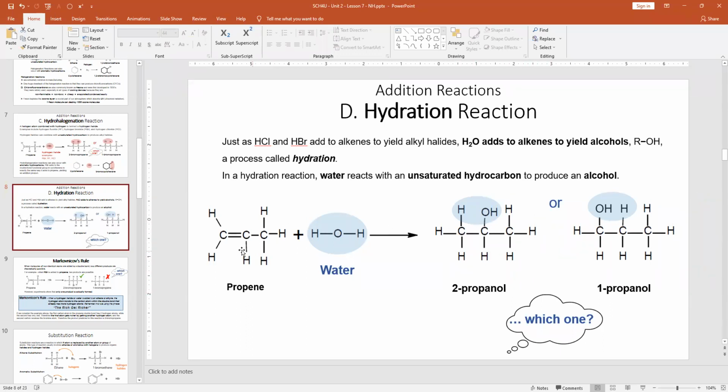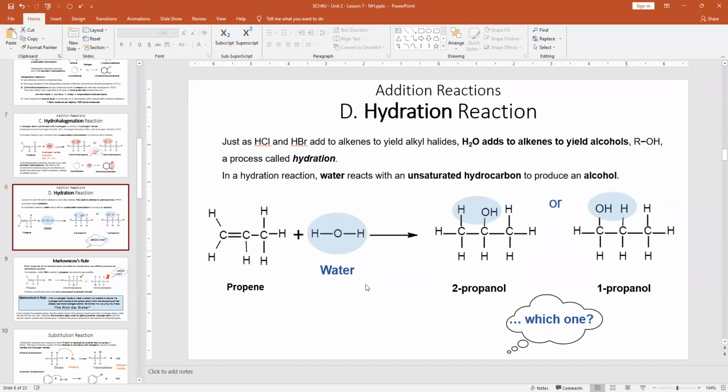So here the carbon-carbon double bond will be broken, and one of the hydrogens will go to one of the carbons, and the OH will go to the other carbon, giving you an alcohol. But again, the question is, does H go to this carbon and OH to this one? Or does OH go to this one and H go to that one? Do we get 2-propanol or do we get 1-propanol? Which compound is the product of this reaction?